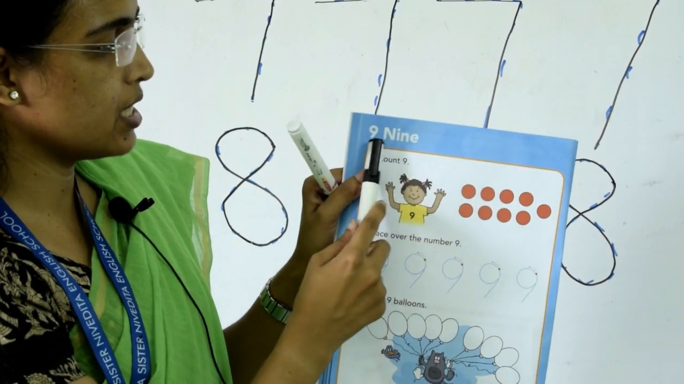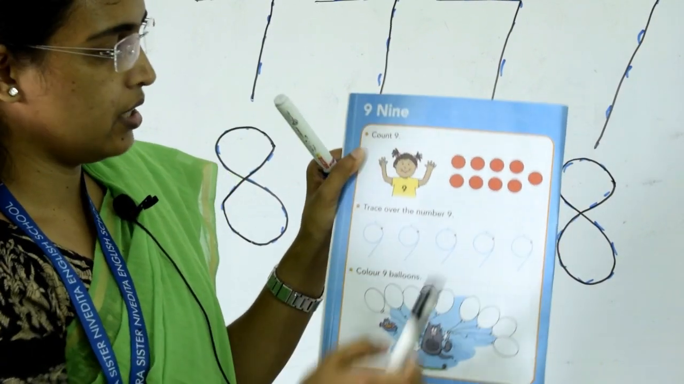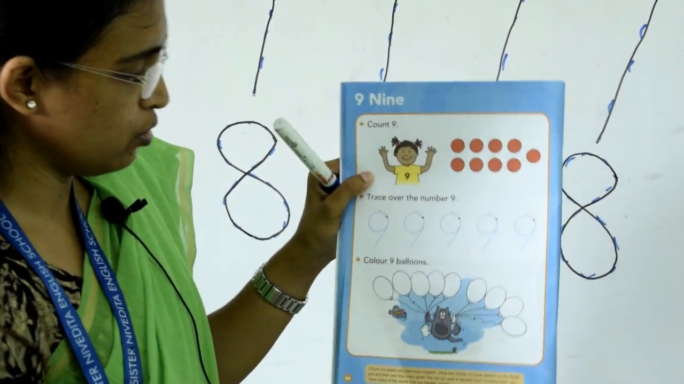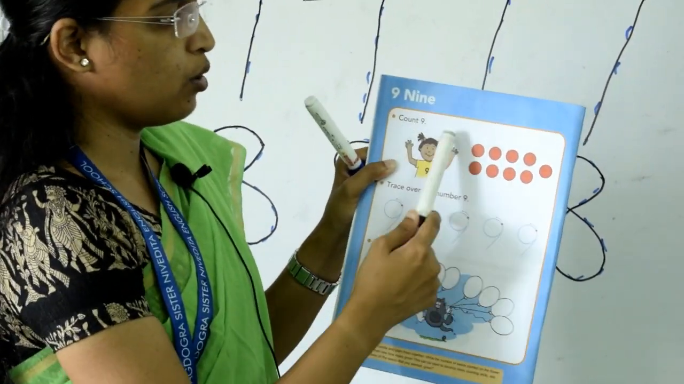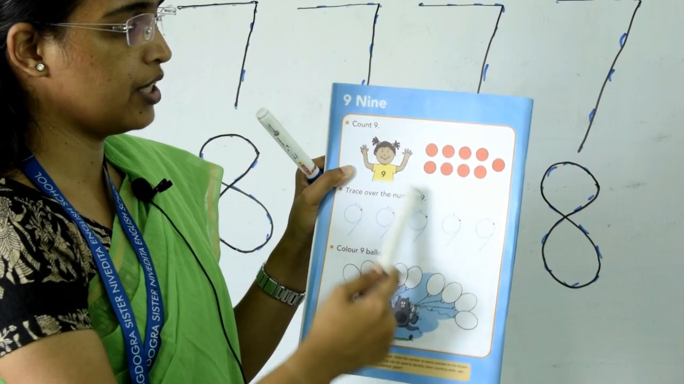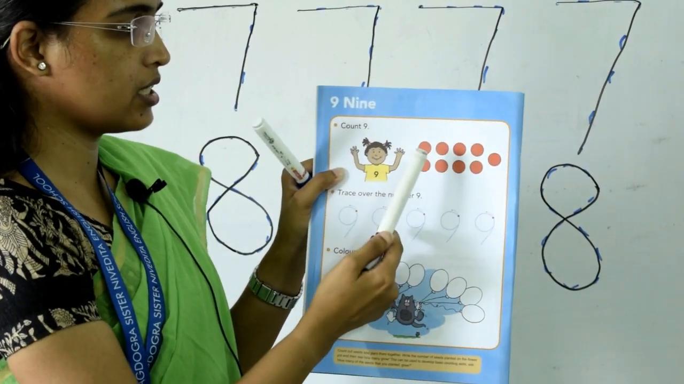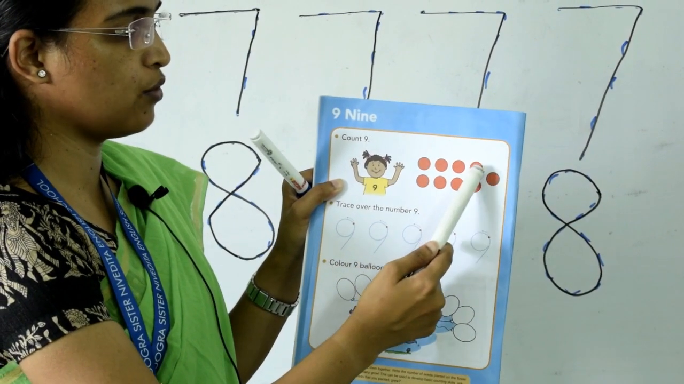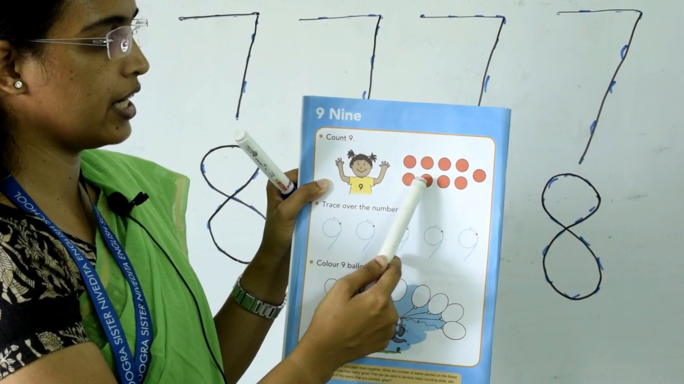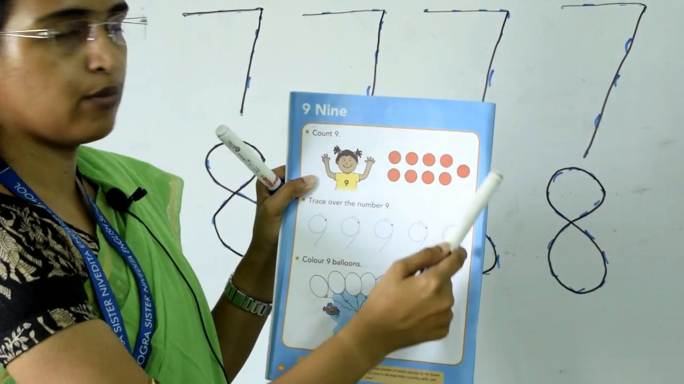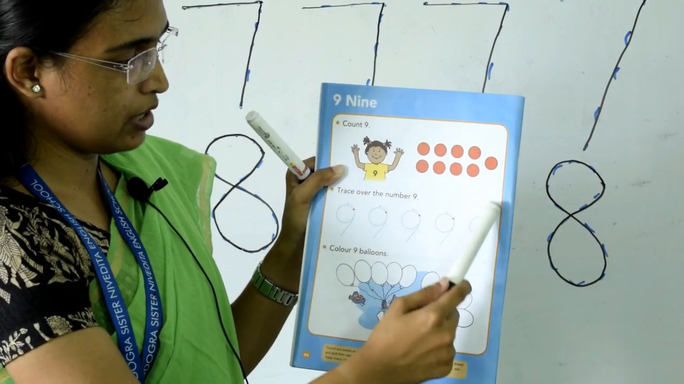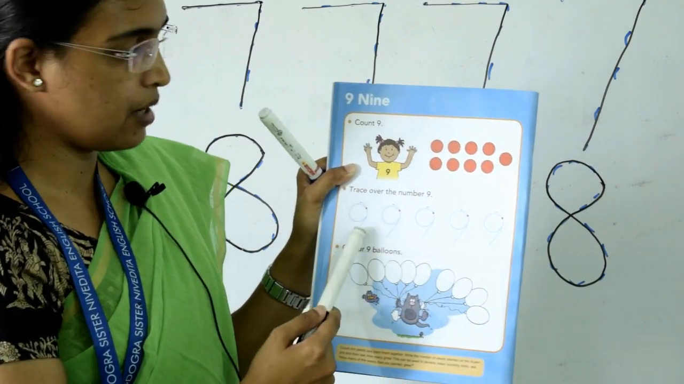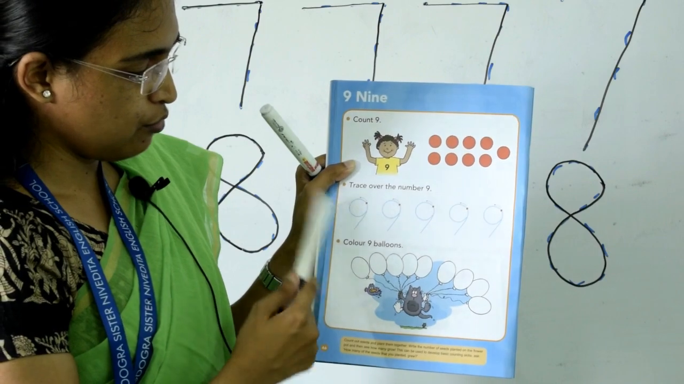Which number is this? This is number 9. Now we will do this number 9, okay? So how many balls? Here you can see, let's count 1, 2, 3, 4, 5, 6, 7, 8, 9. So here 9 balls. Now after counting this, what do we have to do? We have to trace the number 9. Then what do we have to do?